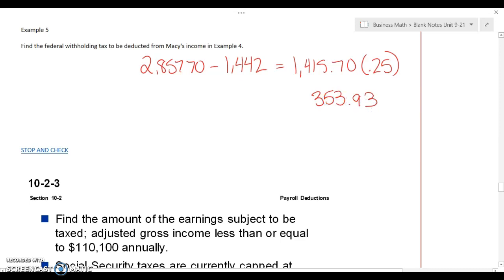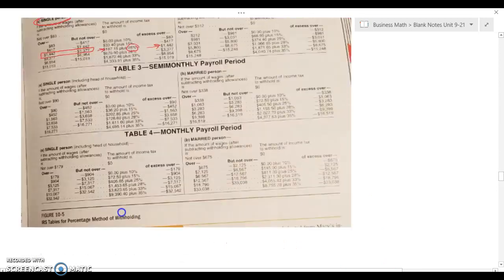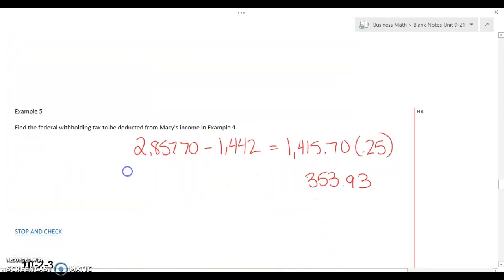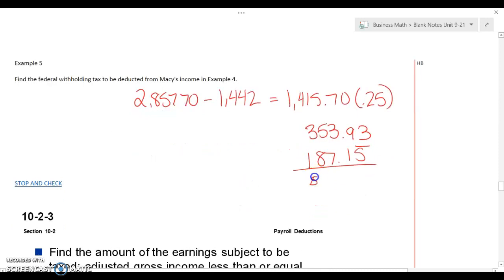That gives you $353.93. What I also have to include, back to the table, is this right here. It's $187.15 plus the 25%. So I've got the 25%. I must add on the $187.15 to get the total federal withholding tax of $541.08.